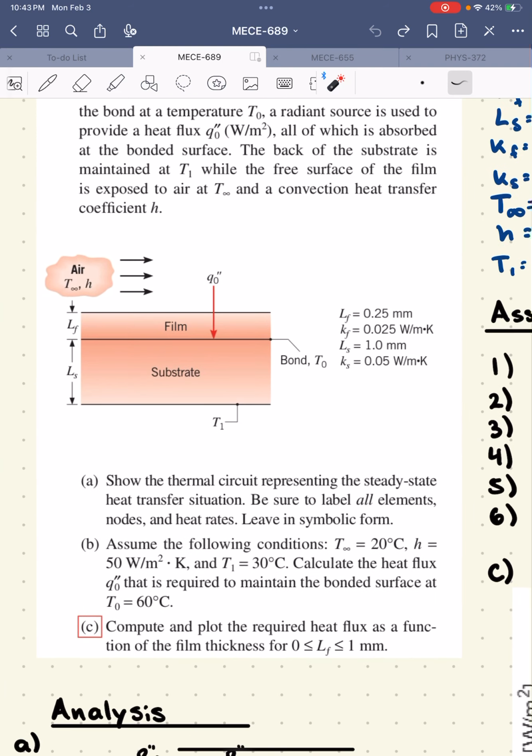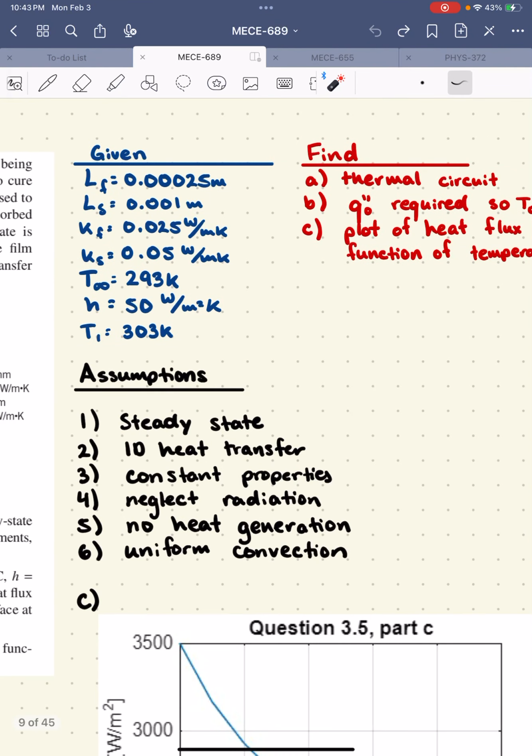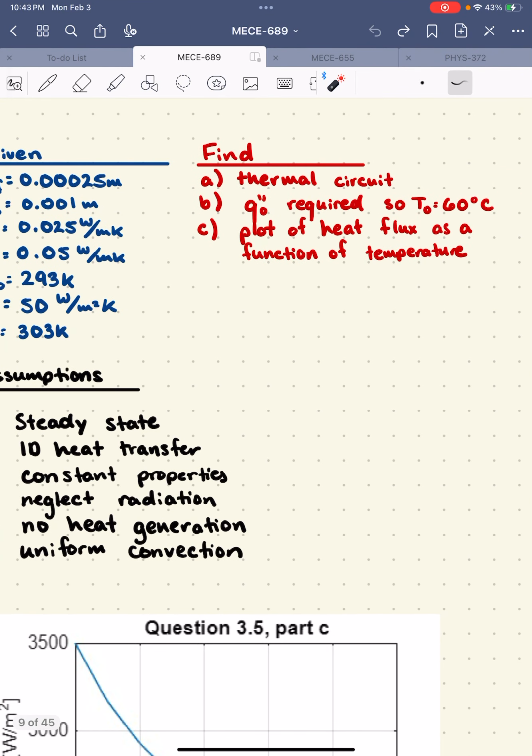In this question, we're being asked to show the thermal circuit representing the steady state heat transfer situation, calculate the heat flux that is required to maintain the bonding surface at a certain temperature, and then compute and plot the required heat flux as a function of film thickness between those bounds. As a summary, we're given these variables here, and again, we're being asked to find the thermal circuit and Q double prime naught required, where T naught is equal to 60 degrees C, and we're also going to plot that heat flux as a function of thickness.